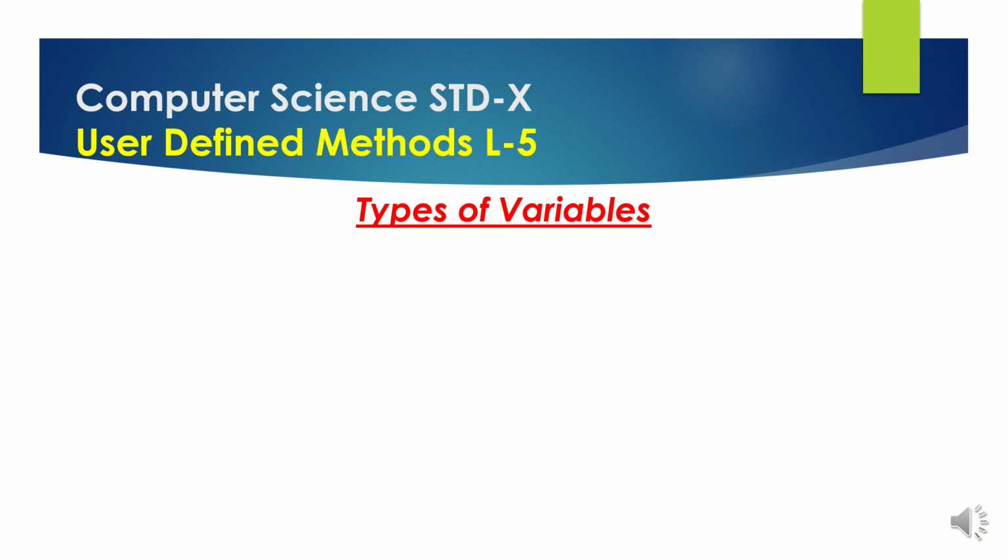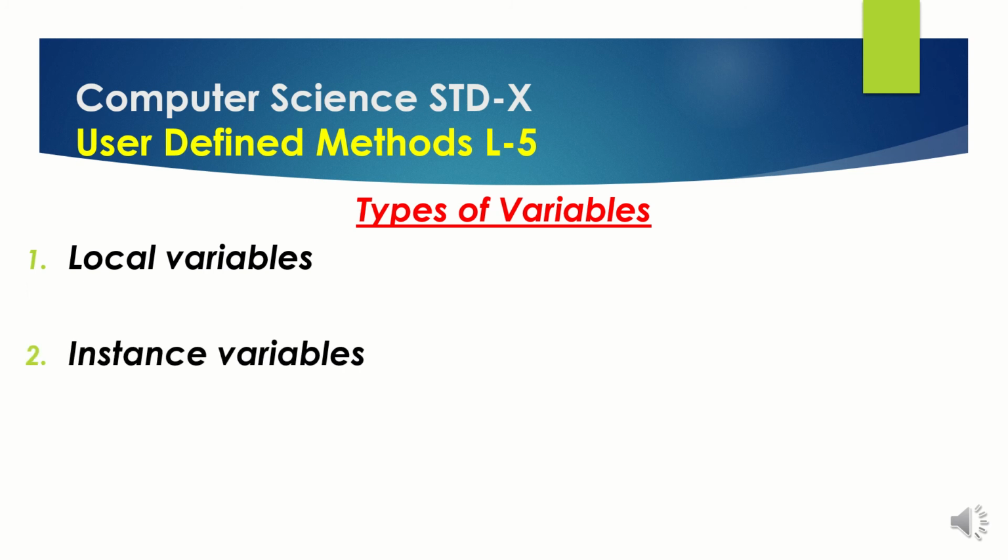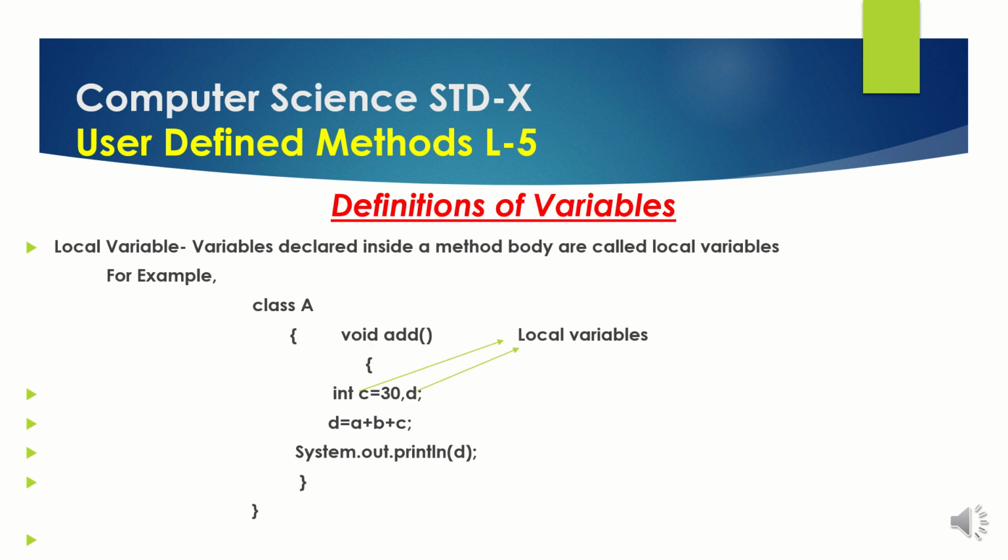Now, types of variables. There are basically three types of variables in Java. First is local variable, second is instance variable, and third is static variable. Now, we will see the definition of each of these variables along with their examples in the next slide. Okay, let's move on to the next slide.